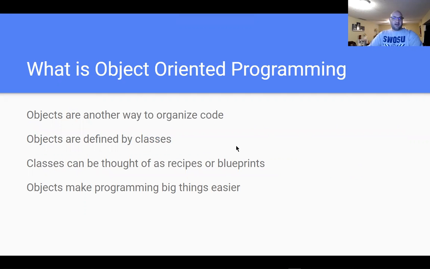So object-oriented programming. This is another way to organize code. And so there are two things that kind of go hand in hand. Thing number one is the object itself. That's the object part of object-oriented programming. Objects are basically the thing that does the stuff. Now, the other part that goes with that is the class. Class, you can think of it as like the recipe or the blueprint. It's the thing that defines the object.